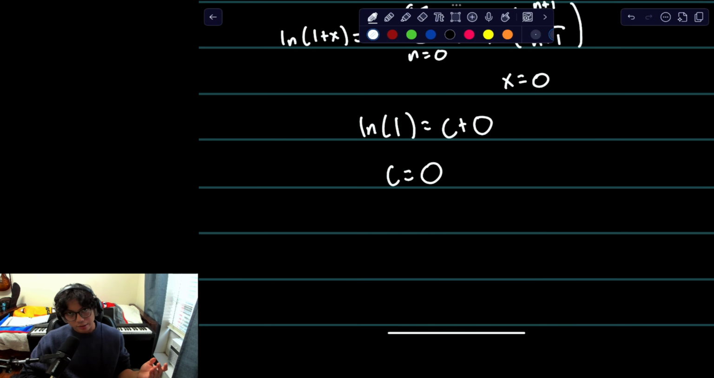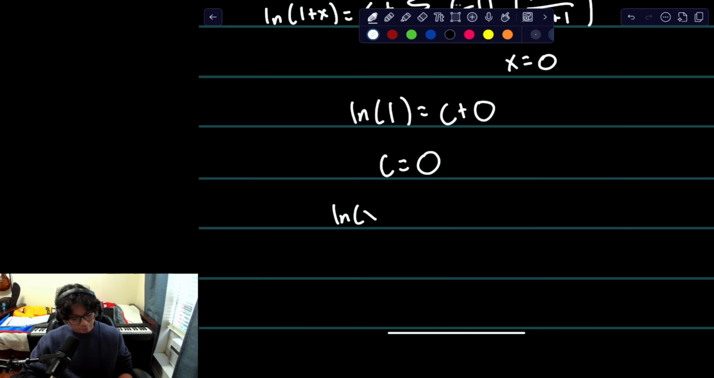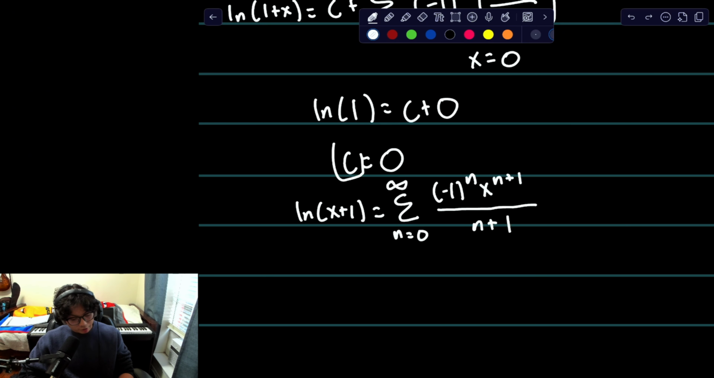Now to fully represent the function, we just set our h of x to the natural logarithm of x plus 1 equals, and then the series we found, which is 0 to infinity of negative 1 to the power of n times x to the power of n plus 1 all over n plus 1. And if our constant of integration was anything but 0, we would add that here. Let's say if it was 3. But ignore that because our constant of integration is 0, and adding 0 is pointless because it's nothing.